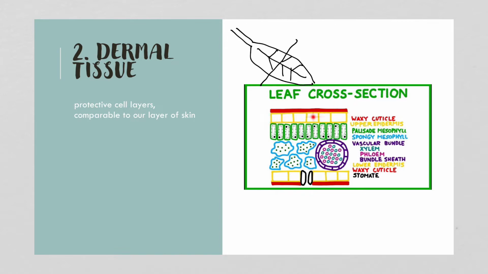Then below that, so it's not actually cells, it's actually molecules. Below that, the yellow section is the epidermis, or the dermal tissue. So its job is to act like the skin. It's the protective layer. And then these things here, stomata, they open and close to let air and water and gases out and in. And then the stuff in the middle is the ground tissue and the vascular tissue.